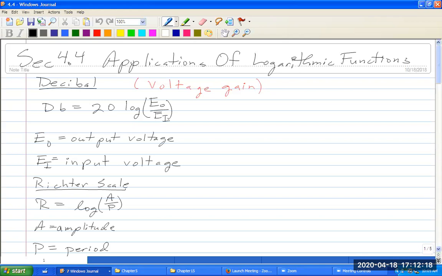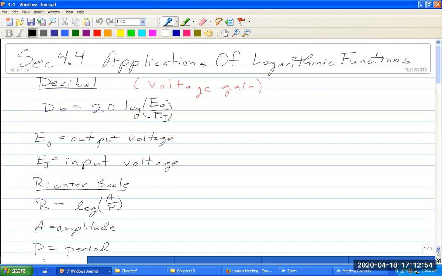Logarithmic functions. The voltage gain in decibels is given by the following formula. It's just 20 times the common logarithm of E sub O over E sub I, where E sub O is the output voltage and E sub I is the input voltage.